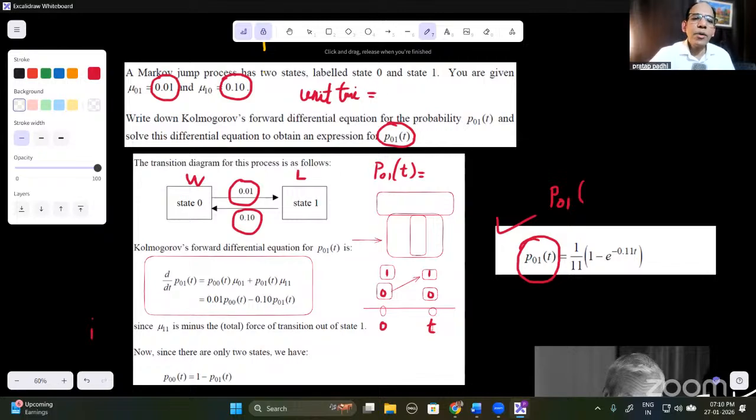So here unit time is, suppose, 1 year. We are talking about 1 year. This is the rate per year. This is the transition intensity per unit time. Again, what is transition intensity? I'll go to that.